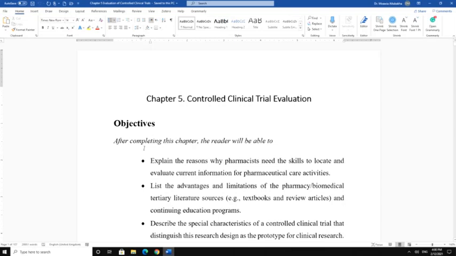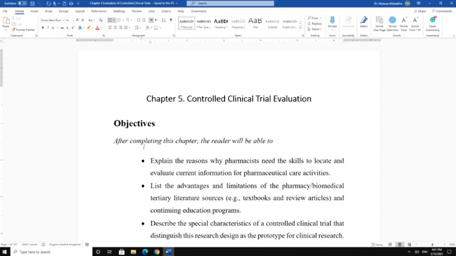Okay, what should you be able to do when we finish the whole topic? You should explain the reasons why pharmacists need the skills. One, locate the required literature, and you learn this using the secondary databases or the secondary resources. And the second, evaluate the information for pharmaceutical care activities. This is what you're going to learn in today's lecture, and maybe a few other lectures in this topic. So you'll learn how to do the evaluation. You will know how to critique the literature regarding controlled clinical trial.